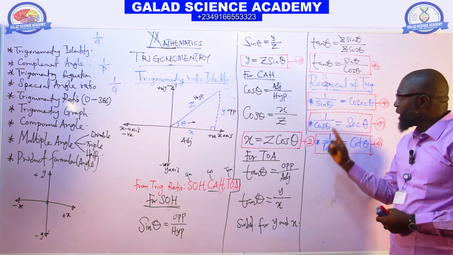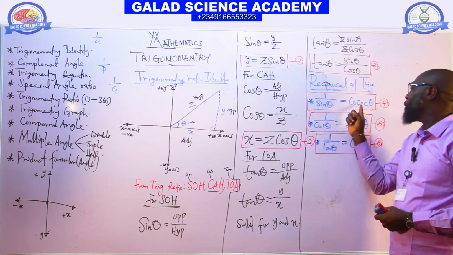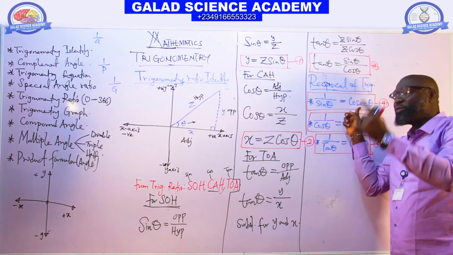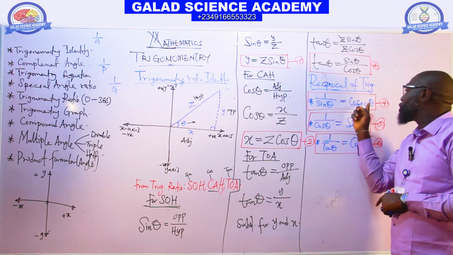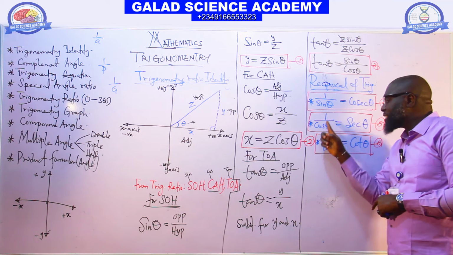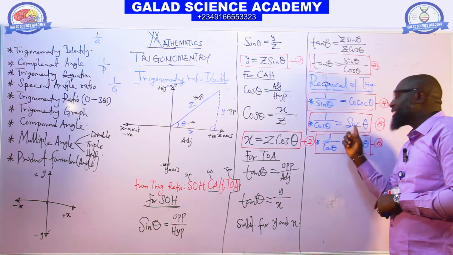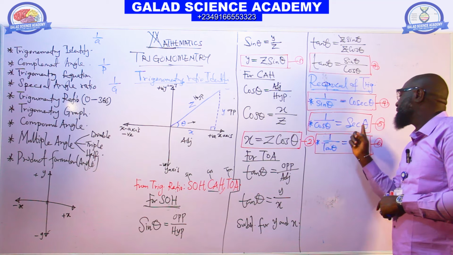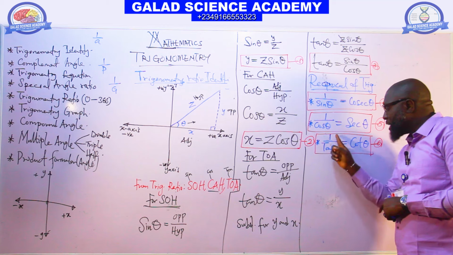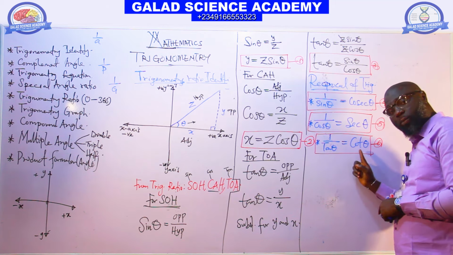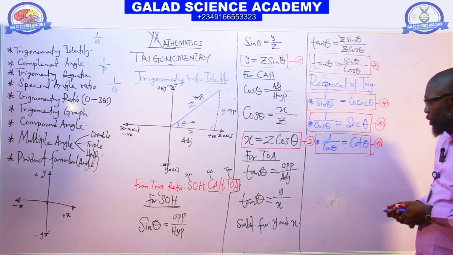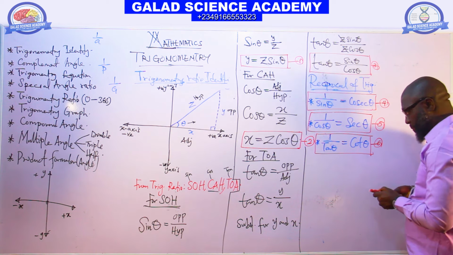We can observe here that the reciprocal of sine theta is always cosec theta, that is, 1 over sine theta is cosecant, which is cosec theta. 1 over cos theta is called secant, which is known as sec theta. 1 over tan theta gives out cot theta.